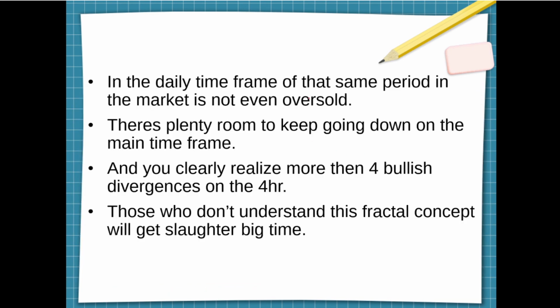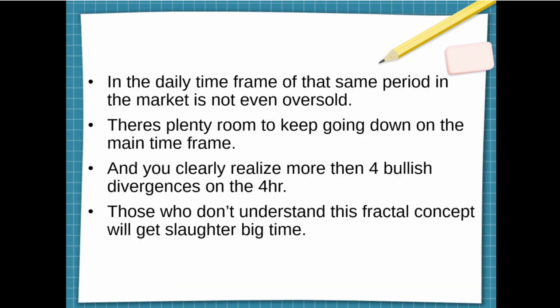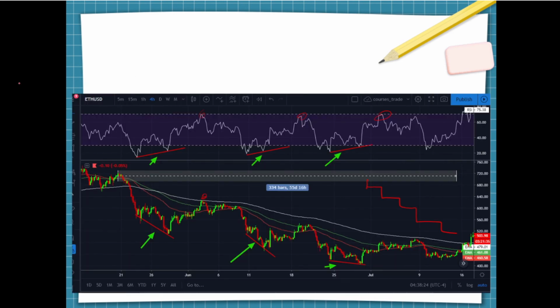Now in the daily time frame of that same period, the market is not even oversold. There is plenty of room to keep going down on the main time frame. I think I'm going to show you that, and you clearly realize more than 4 bullish divergences. I can see that here, so many of them, and you clearly realize those who don't understand this fractal concept will get slaughtered big time, since you're gonna go ahead and buy this stuff here.